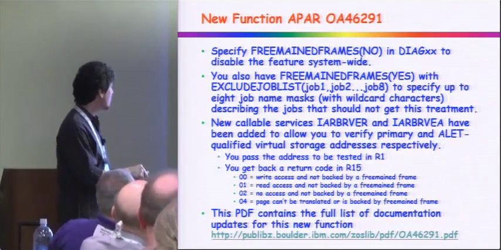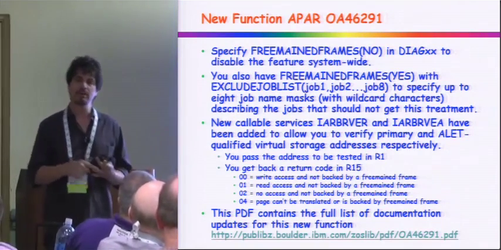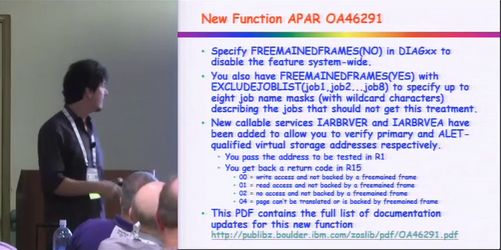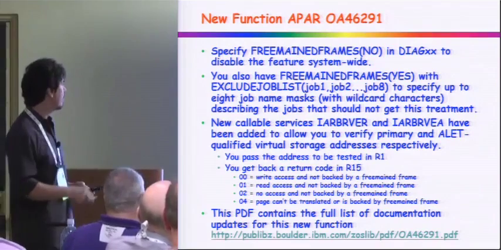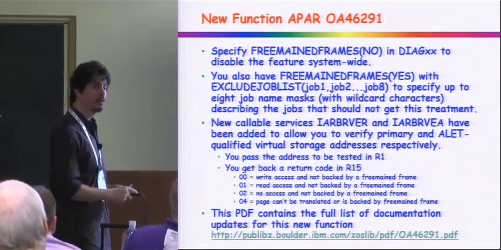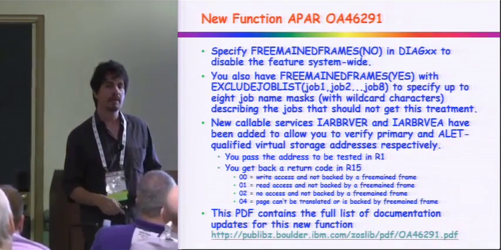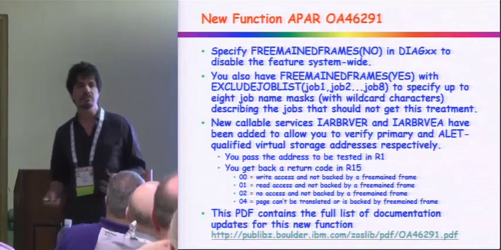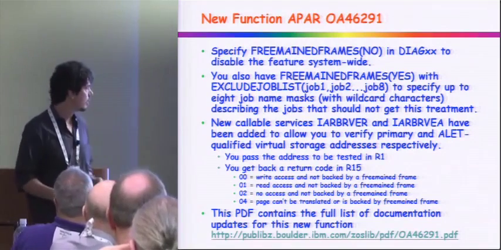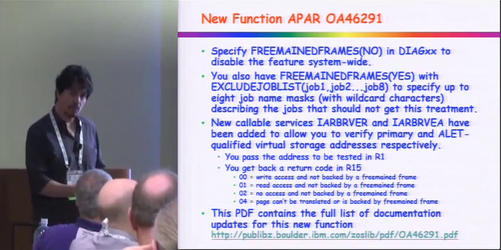These are the codes you get back, whether you have read, write, or no access to the page, and whether it's not backed by a so-called free mainframe, and then lastly, the page can't be translated or is backed by a free mainframe. So if you get this last one, then you really need to use VSM list or some other service like that to figure out what's going on there. Anyway, I just want to make sure you're aware of that.